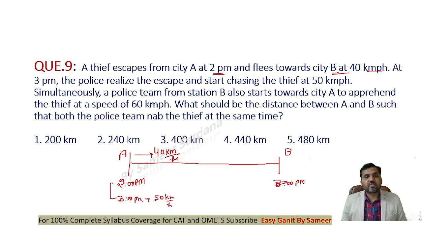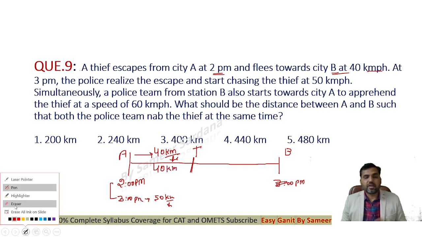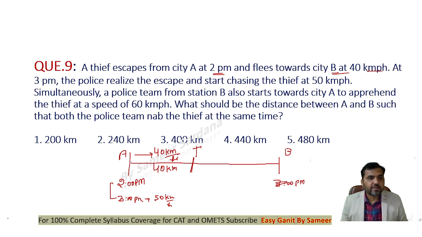That means after 1 hour, the thief will already be at a distance of 40 km from the police who is coming from A. Simultaneously, police from station B also start towards city A. So one more police from B is also trying to catch the thief from point B. This police is coming at a speed of 60 km per hour.